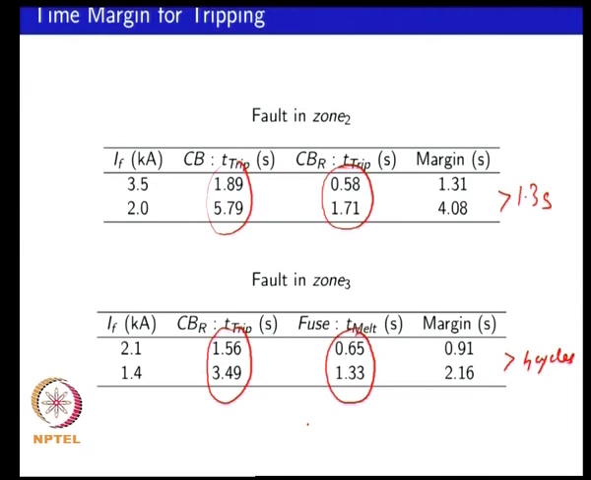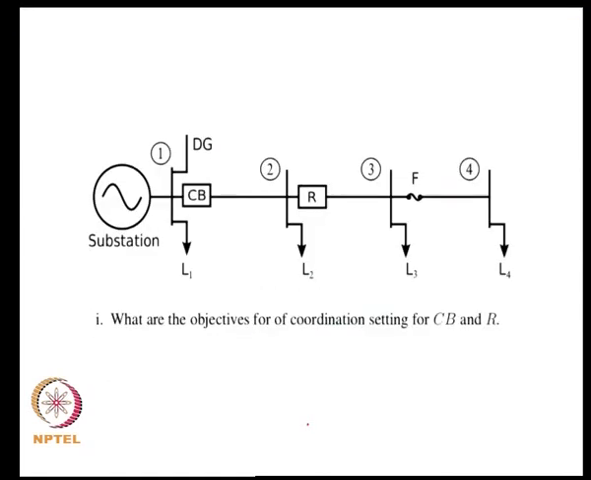So, in the next class we will look at the question of what are the objectives of the coordination between the recloser and the circuit breaker, similarly between the recloser and the fuse, and look at the settings calculations and what could be done for coordination and what would happen when a DG unit is added to such a system.